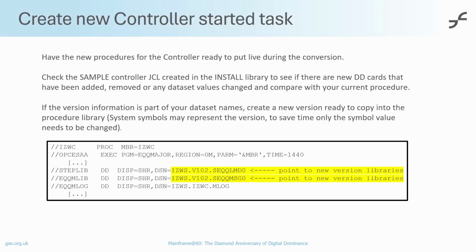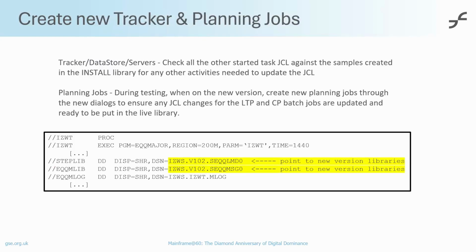But if instead the version information is part of your dataset name, you can think of using system symbols that represent the version. So to save time, this will be the only change that you will have to do. You will have to change the symbol value once you restart the controller with the new version. And then you will have to do the same with the tracker and other started tasks. Usually, if you do not refer to the version in the dataset name, the only thing that you need to change again is the STEPLIB and MLIB pointing to the new version.